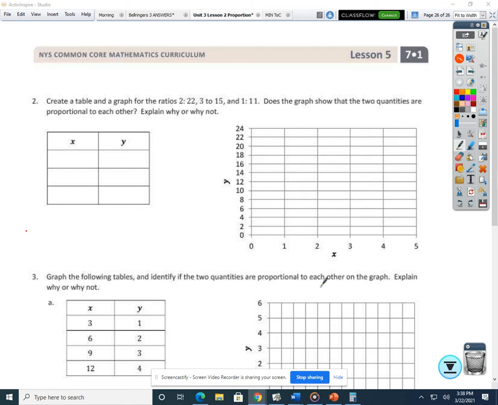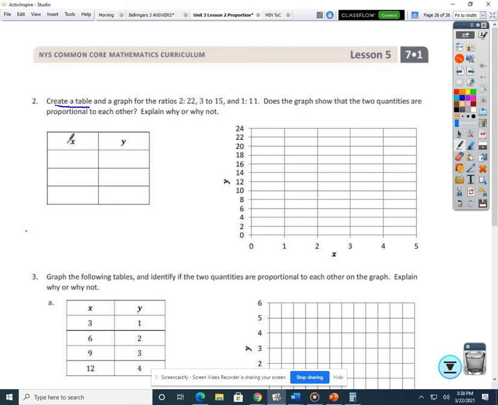Problem number 2 says to create a table and a graph for the ratios 2 to 22, 3 to 15, and 1 to 11. Does the graph show that the two quantities are proportional to each other? Explain why or why not. So start with creating our table.